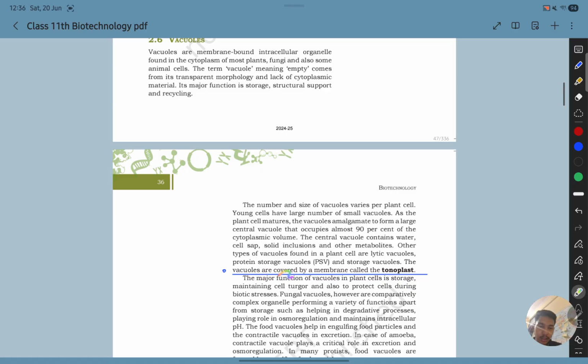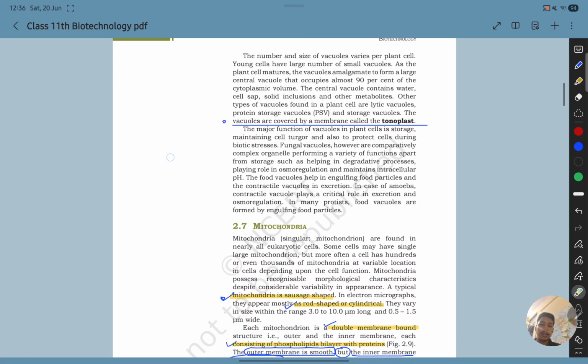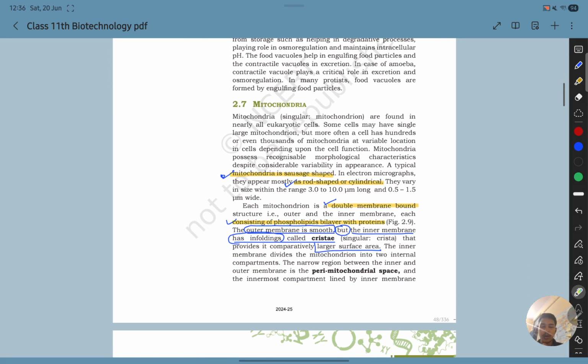Next topic, vacuoles. Vacuoles are covered by a membrane called the tonoplast. Whenever we are reading about the cell, we see a large vacuole. The vacuole's outer membrane is the tonoplast. Simple, one point over.